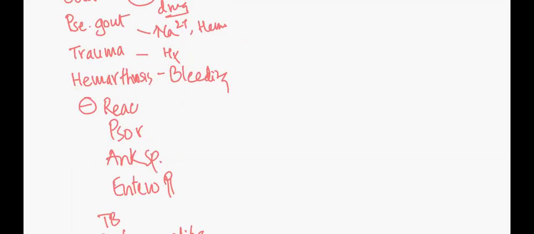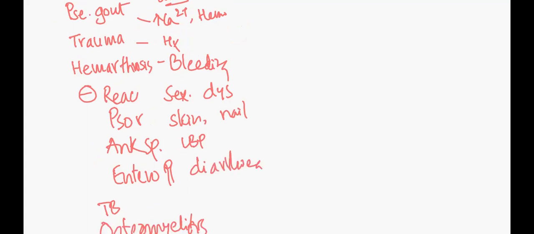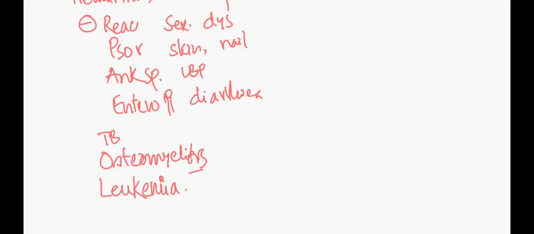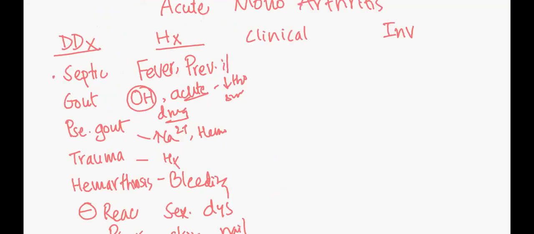For reactive arthritis, there could be a sexual exposure history or history of dysuria. For psoriatic arthritis, there would be history of skin lesion, skin disease, and nail changes. For ankylosing spondylitis, there will be history of low back pain. For enteropathic arthritis, there could be history of bloody diarrhea. So those are the most important histories to look for. For TB, there will be history of low-grade fever, weight loss, and cough and hemoptysis. For osteomyelitis, there could be history of previous infection and severe pain. For leukemia, there could be history of pallor, bleeding, and fever. So those are the classic history points to look for in those differential diagnoses.